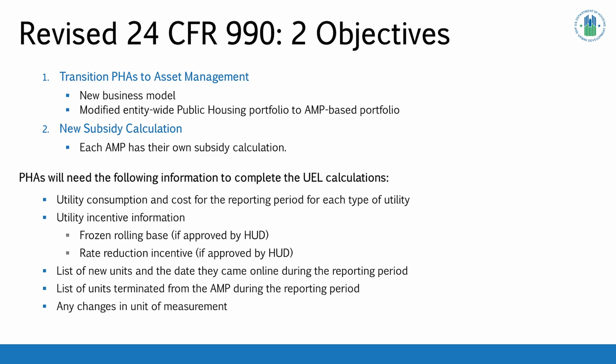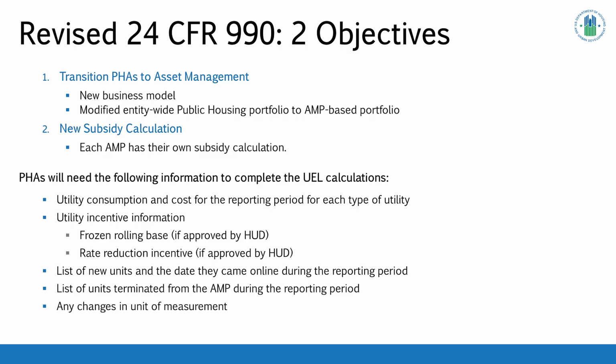We have to know if there's any utility incentives, maybe a frozen rolling base if approved by HUD, or a rate reduction incentive if approved by HUD, a listing of new units and the date they came on during the reporting period, a listing of units either demolished or repositioned out of the AMP during the reporting period, and any changes in the unit of measurement for consumption.